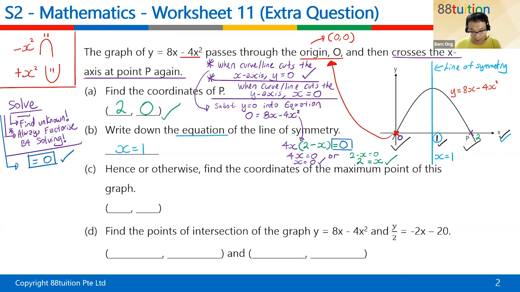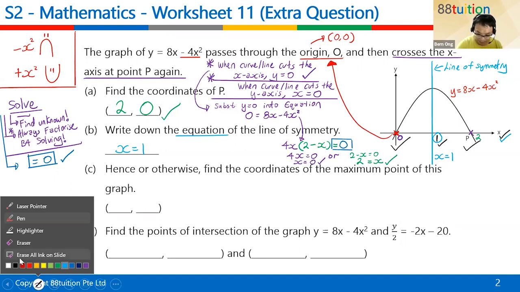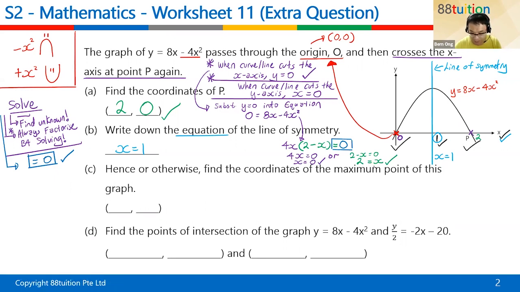So hence or otherwise, find the coordinates of the maximum point. So where's the maximum point? The word maximum means what? Obviously, it means the highest point, which is down here. So this curve is actually made out of coordinates. And this particular highest point, the maximum, is actually 1 comma something. How to find the something?